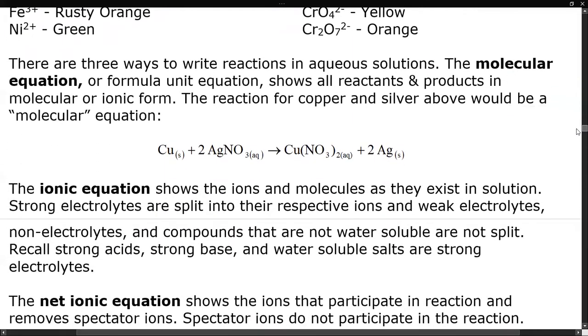Now, there are 3 ways to basically write a reaction. The way we have been writing it is the molecular or formula unit equation, and it gives all the reactants and products in the way we've normally been writing it. So copper solid plus 2 silver nitrates forming cupric nitrate and solid silver. That is the way we've been writing it. That would be the quote-unquote molecular equation.